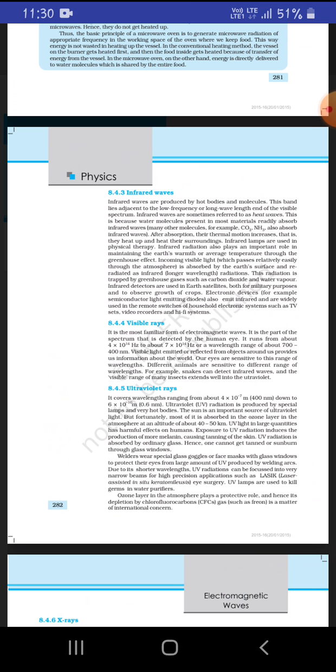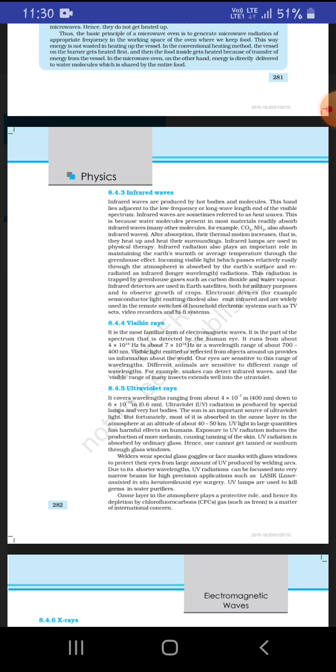Infrared waves are produced by hot bodies and molecules. This band lies adjacent to the low frequency or long wavelength end of the visible spectrum, and infrared waves are sometimes referred to as heat waves. It is referred to as heat waves because of the heat energy.